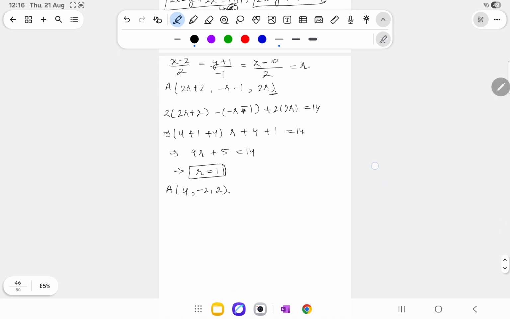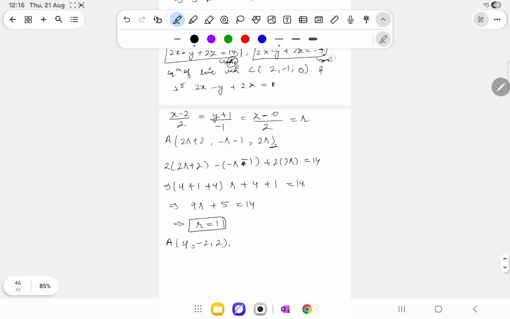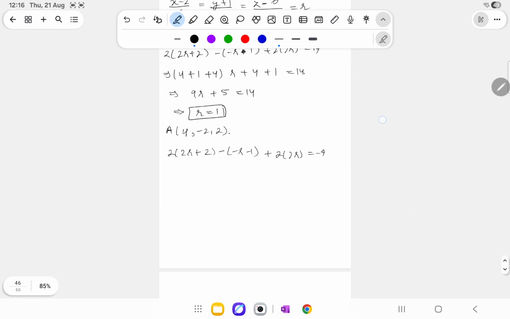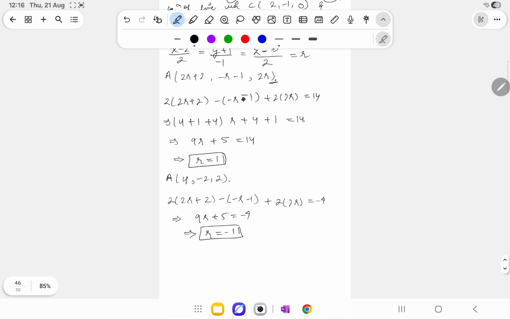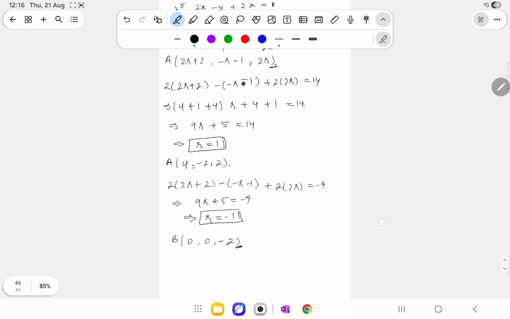Likewise we can calculate the point of contact with plane star 2. That will be 2(2r plus 2) minus (minus r minus 1) plus 2 into 2r equals -4. If we simplify it, we get 9r plus 5 equals -4. So from here my r is -1. My point of contact with plane star 2 is, let's say, B, so it is (0, 0, -2). This is my point of contact with plane 2.